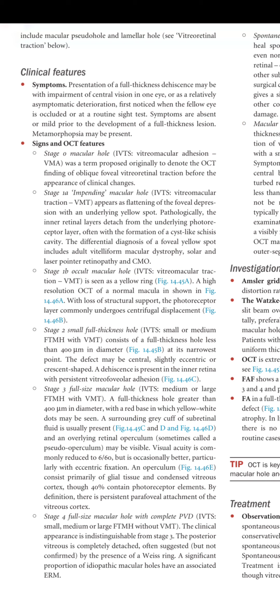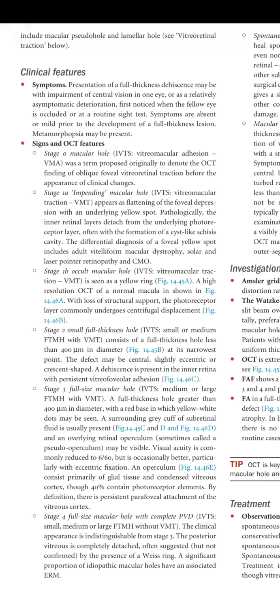Visual acuity is commonly reduced to 6/60 but is occasionally better, particularly with eccentric fixation. The operculum consists primarily of glial tissue and condensed vitreous cortex, though 40% contain photoreceptor elements. By definition, there is a persistent parafoveal attachment of the vitreous cortex.